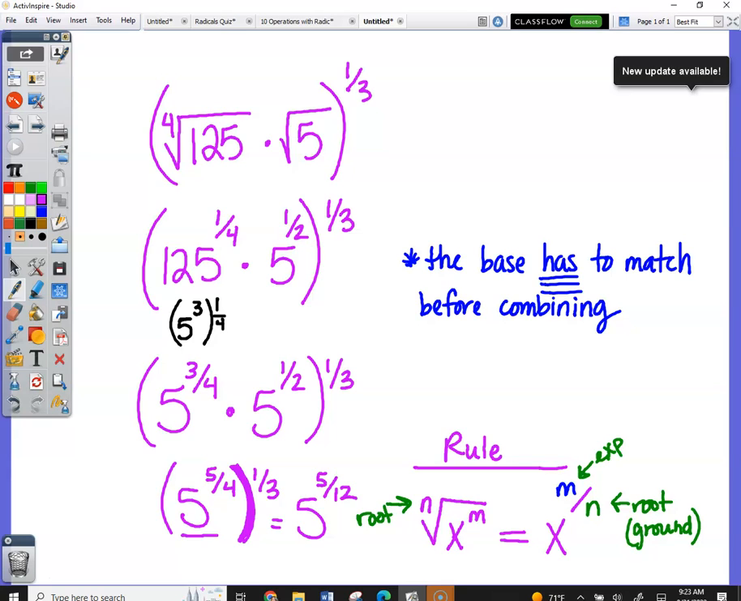Technically, it'd be the 12th root of 5 to the 5th power, but you know that problem's already long enough. And I remember. You already know this stuff. You just haven't used it since you learned it, probably.